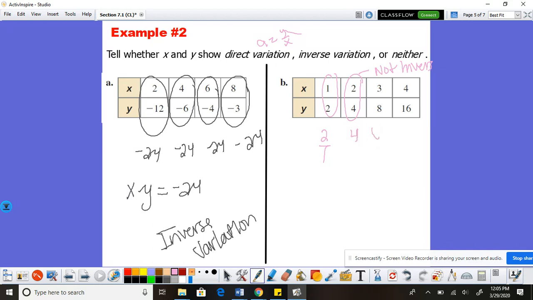Here, y over x would be 4 over 2. Well, guys, this is equal to 2. This is equal to 2. So far, this is looking promising.